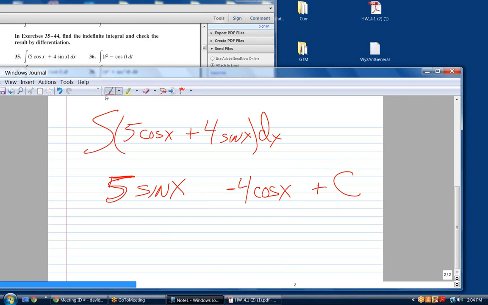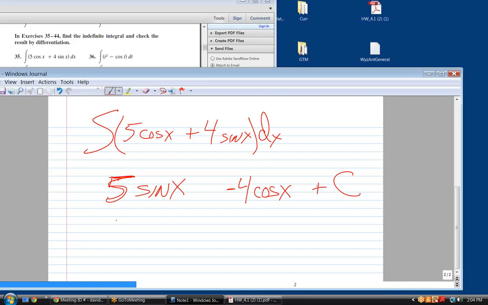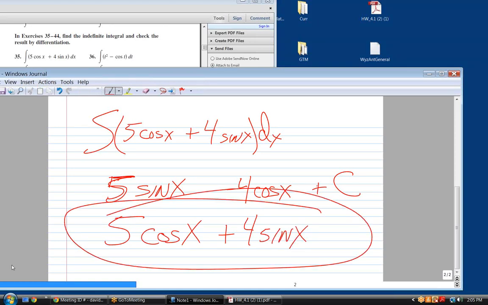And of course, always the way to check these is to take the derivative of this, and we better get back to the same thing. Which it looks like you would. Yes. Okay.